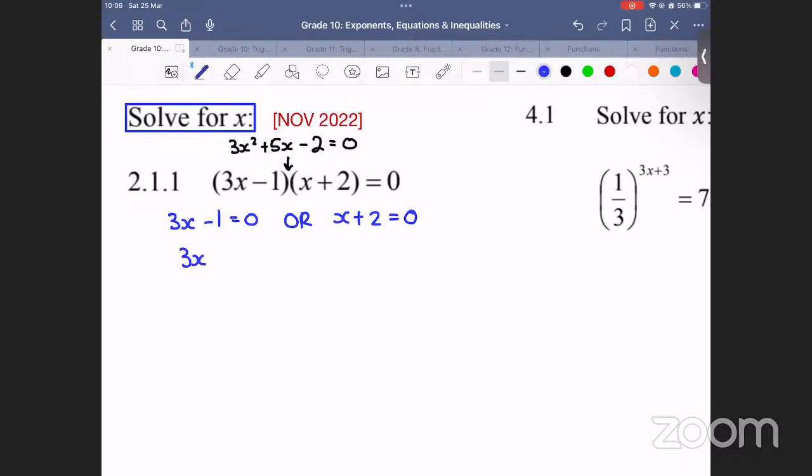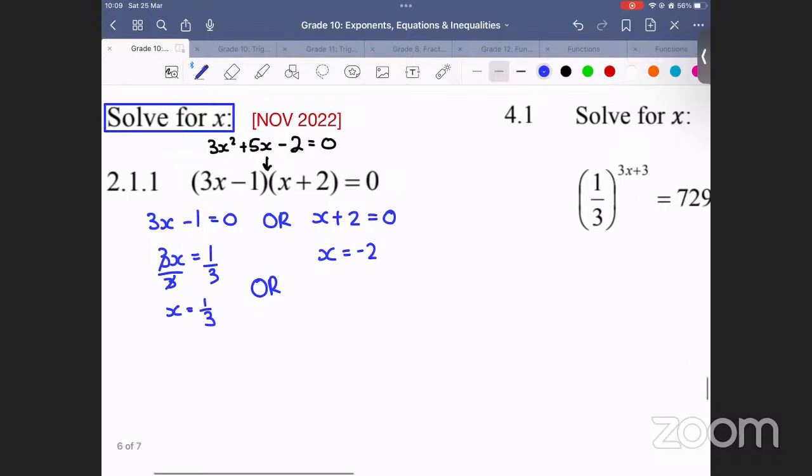So 3x is equal to positive 1. Divide both sides by 3. x is equal to 1 over 3. Or take x to the other side: x is equal to negative 2. So x is equal to 1 over 3, or x is equal to negative 2. That's how we solve it. You take it one step further to solve for the variable by equating each bracket to 0, instead of just factorizing.